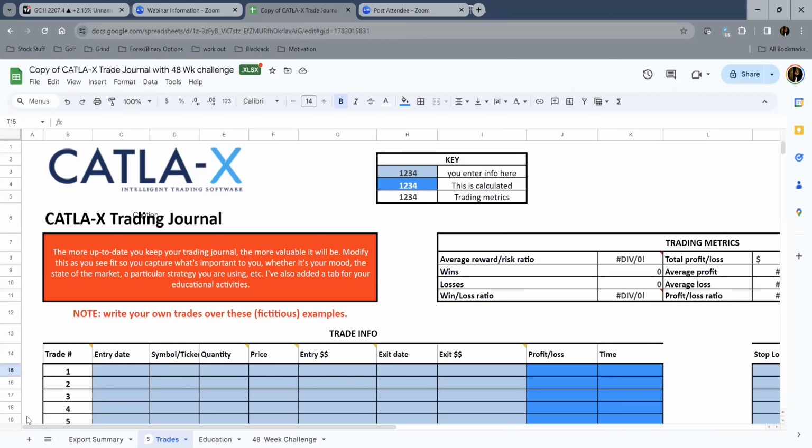Intraday traders, your highly manipulated zones will come from your 1 hour, 4 hour, and daily order blocks plus FUs. Okay, and obviously your Catla X 3 zones as well.